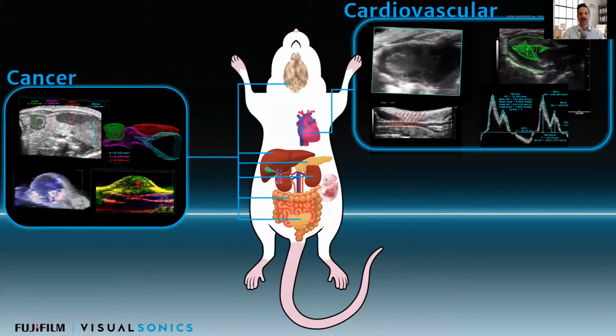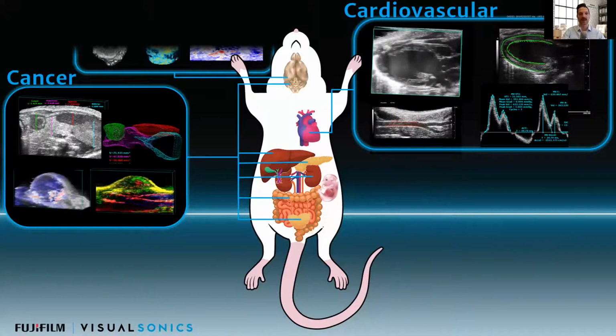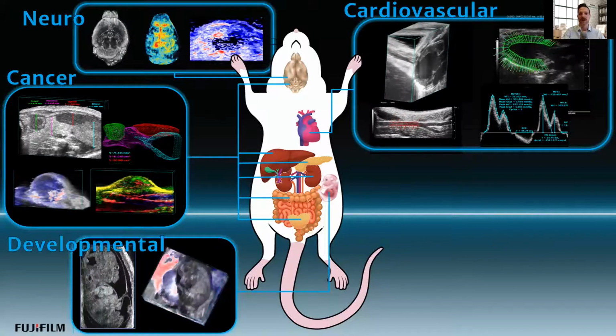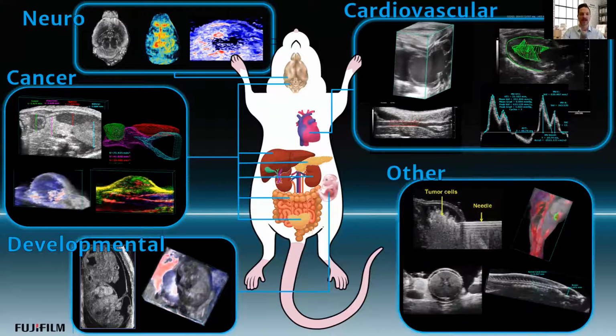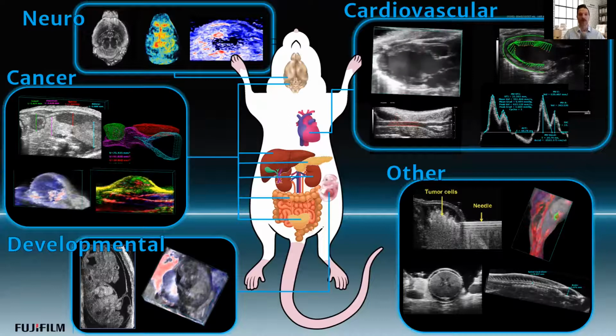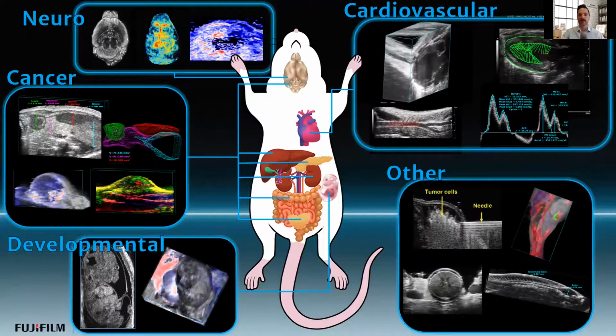I'm going to be focusing today on the cancer applications, but there are other applications for our technology in neuroimaging, developmental biology, and a whole host of other applications, whether it be procedural things like image-guided injections, or looking at smaller animal models like zebrafish, or large animal models. What you're seeing at the bottom left of that other category is a pig spinal cord. So lots of applications there.